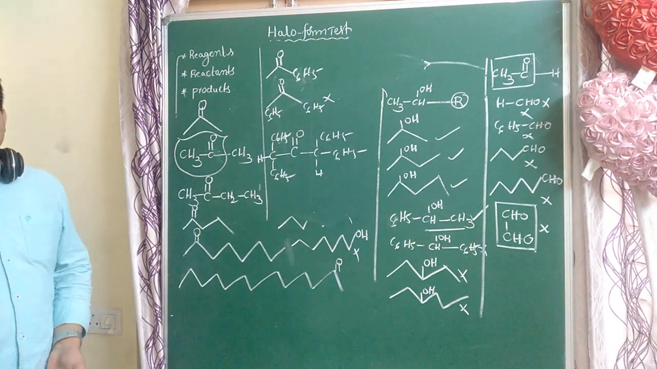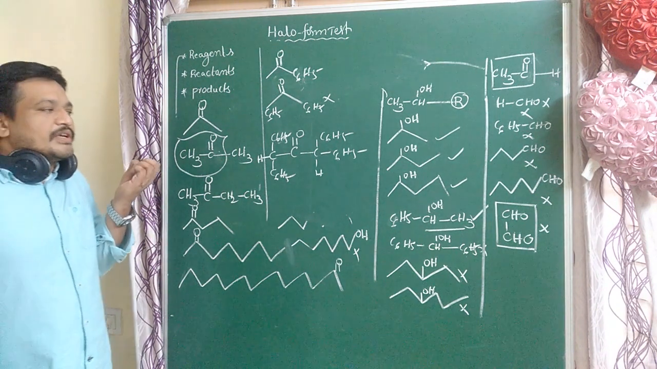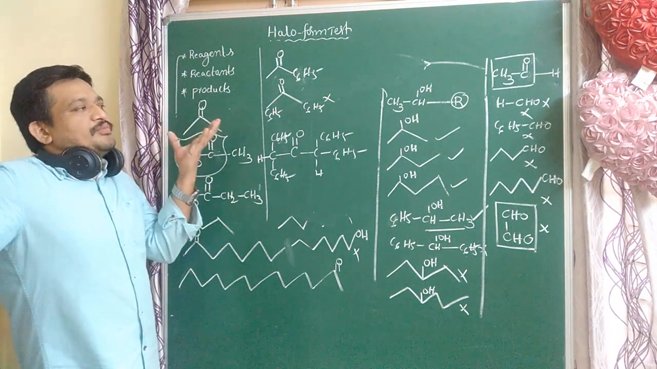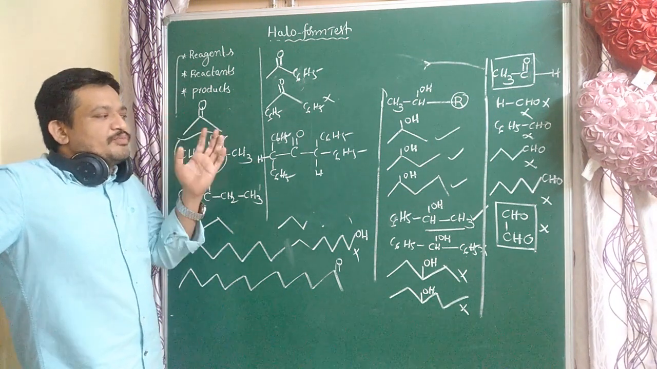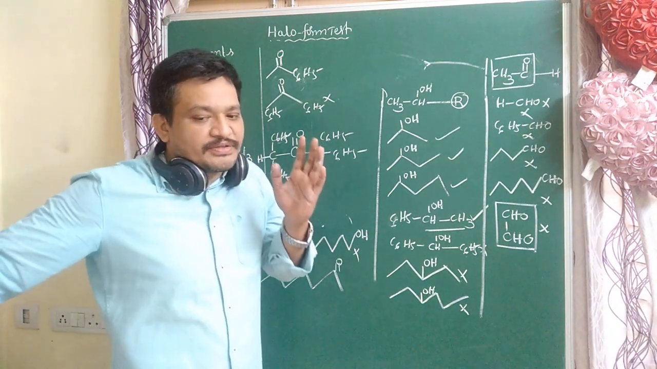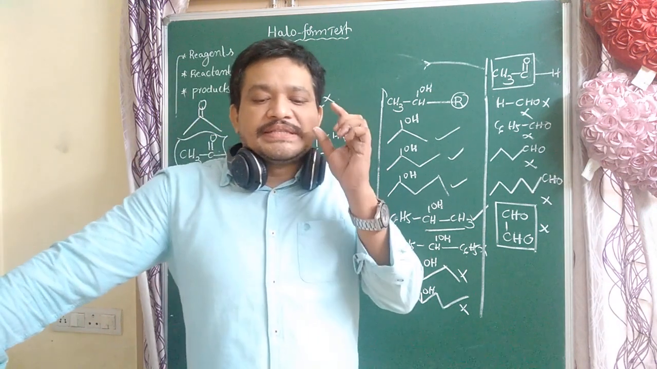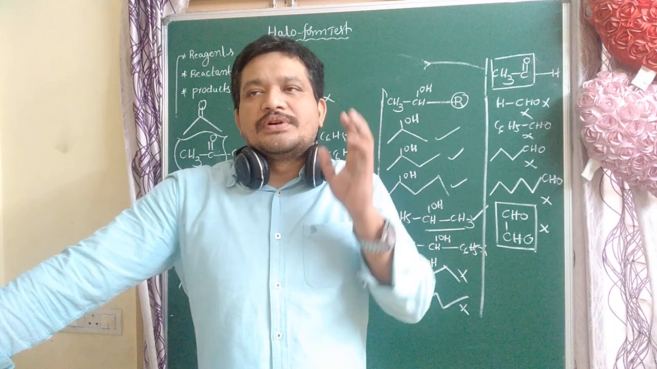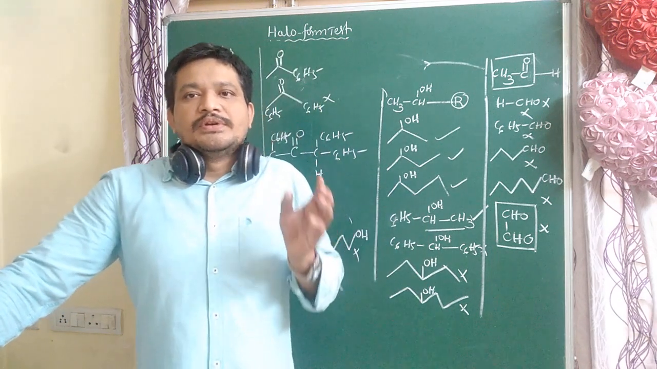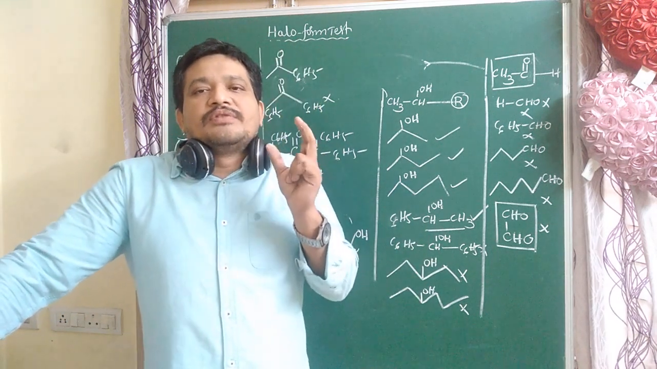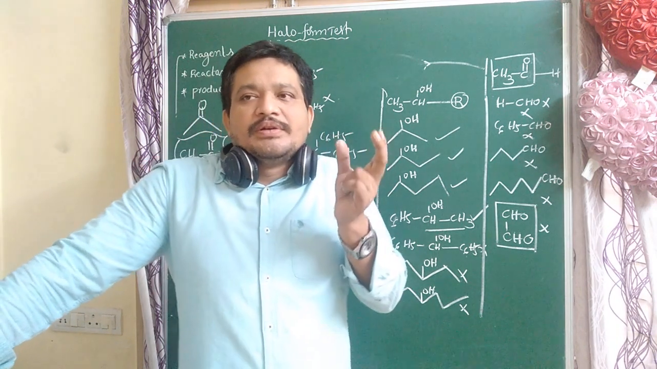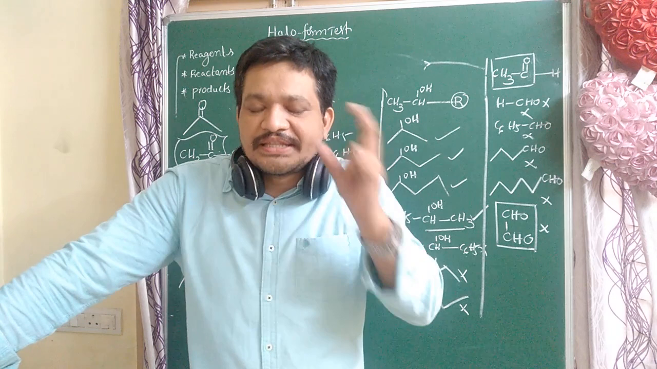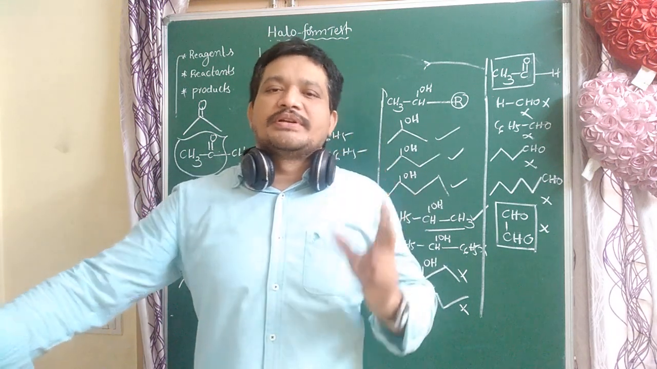Which of the following are involved in the Haloform test? Which give a positive Haloform test? So which compounds are involved in the Haloform test, students? Primary alcohols, secondary alcohols, aldehydes and ketones. Which primary alcohol is involved in the Haloform test? Only ethyl alcohol is involved in the Haloform test.